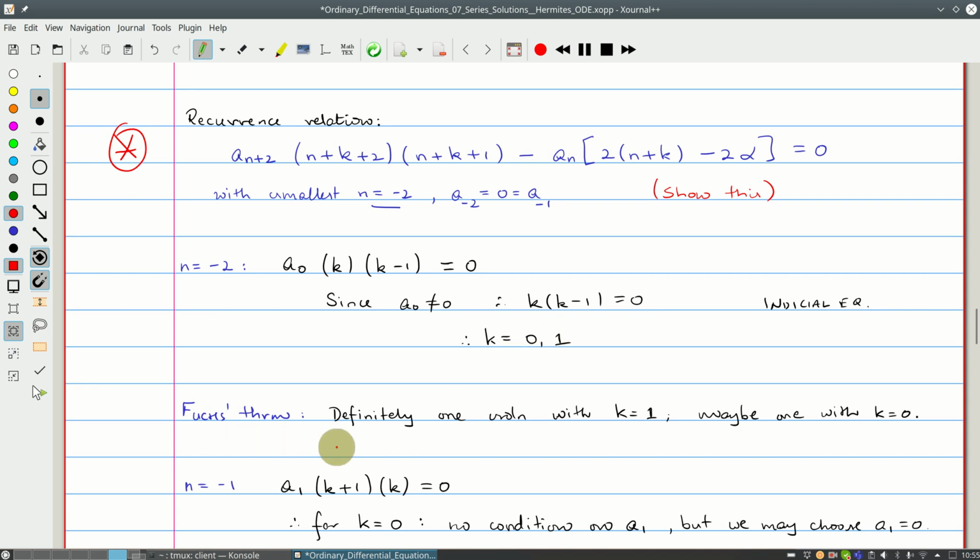Now from Fuchs' theorem, we have definitely one solution with k is equal to 1. That's the larger of the roots. And maybe one with k is equal to 0. We don't know.